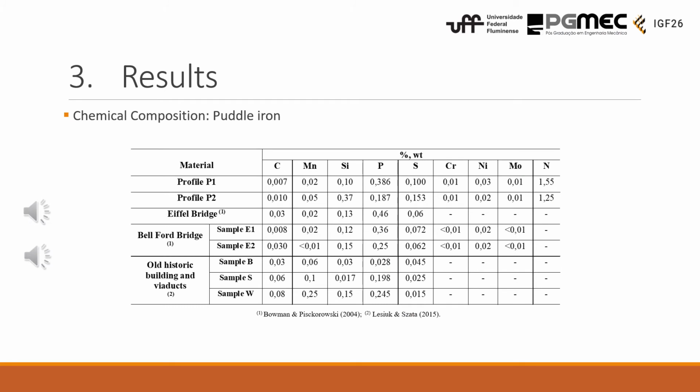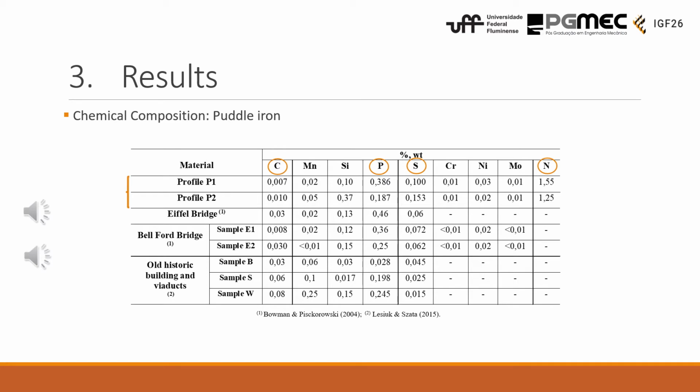Looking at the chemical composition obtained, we can see that both profile P1 and profile P2 have a low amount of carbon and a high amount of elements like sulfur, phosphorus, and nitrogen. These characteristics are specific of an ancient material called Pardal iron. And here on the table, we can see the chemical compositions of other structures made with the same type of material, like the A.F.O bridge, the Belfort bridge, and some other historic buildings and viaducts.